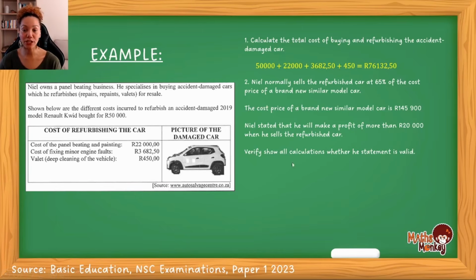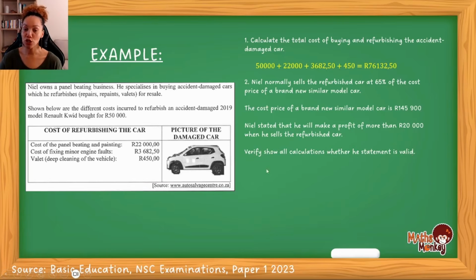Let's read the second question. The second question says, Neil normally sells the refurbished car at 65% of the cost price of a brand new similar model car. The cost price of a brand new similar model car is 145,900. Neil stated that he will make a profit of more than 20,000 Rand when he sells the refurbished car. Verify, show all calculations, whether his statement is valid.